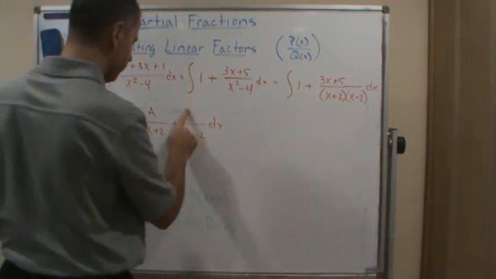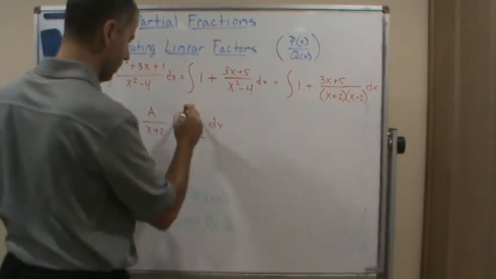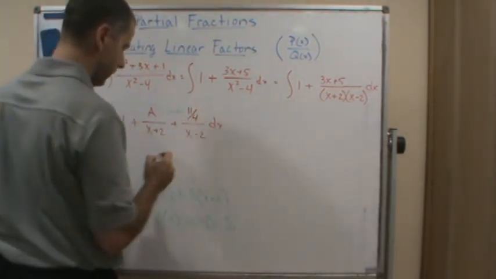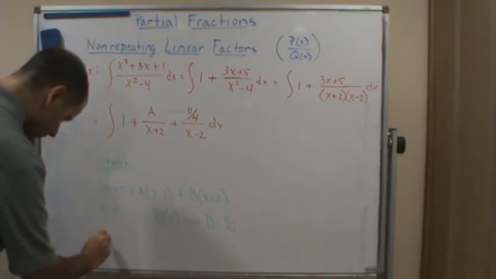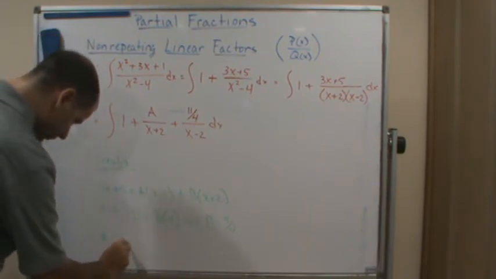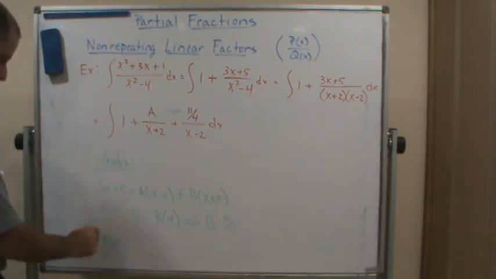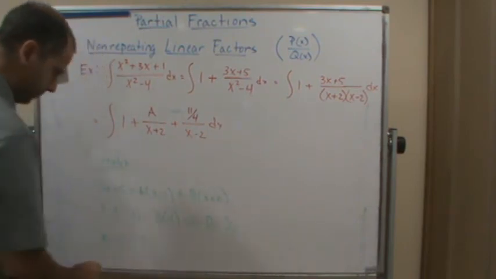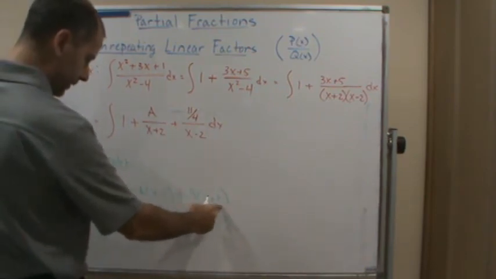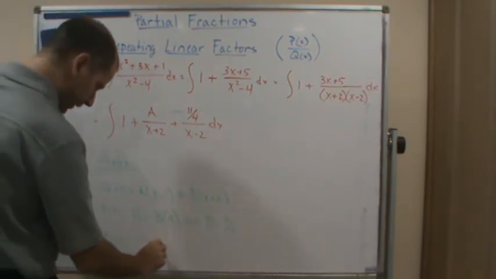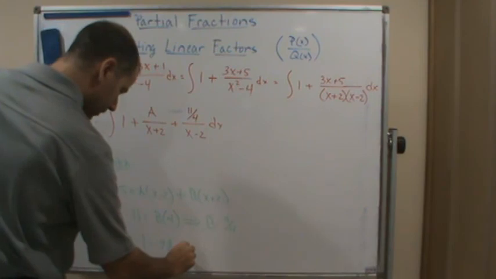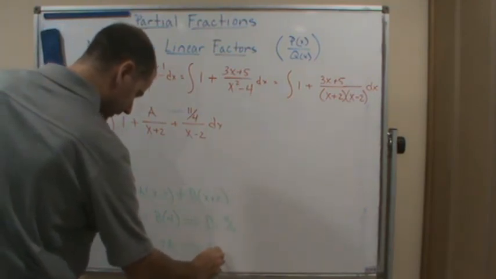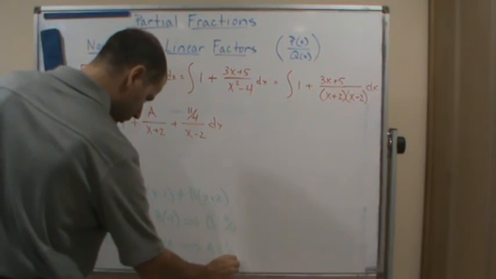Okay, so now there's one. So now I'm just going to solve for the other one. Now I'm going to make x equal to negative 2. And if x is equal to negative 2, I get negative 1 on the left. The b goes away because this is 0, and I get negative 4, so I get negative 4a. And so that tells me that a is equal to 1/4.